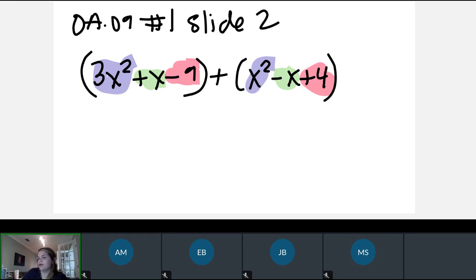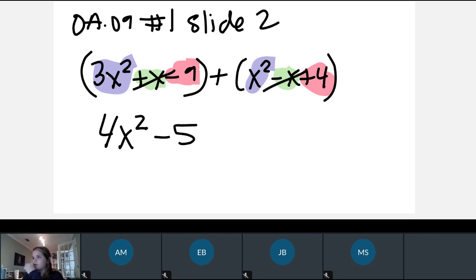Okay, so Paulina, 3x squared plus 1x squared. So we add the coefficients. 3 plus 1 is 4, so 4x squared. Then we have 1x minus 1x. So those are going to cancel out. And then -9 plus 4 would be -5.